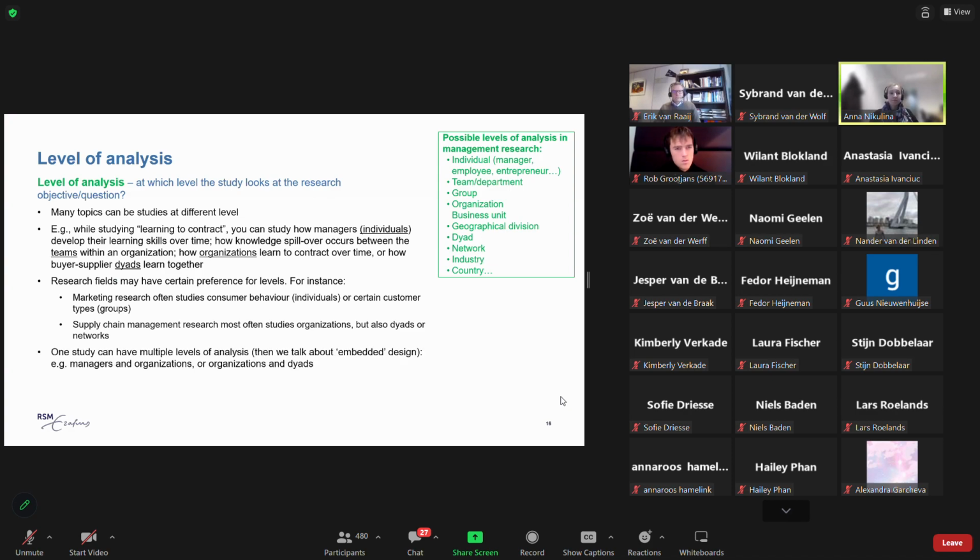One study can have multiple levels of analysis, yes, and then we talk about embedded design, because one unit kind of sits inside the other. So, for example, you can study managers, but you also want to look at how the organization functions in a certain aspect towards them. Or you can say, I want to study the organization, but I also want to compare how this works within a dyad of buyer and supplier. Yeah, so this can be more complex than just one level of analysis.